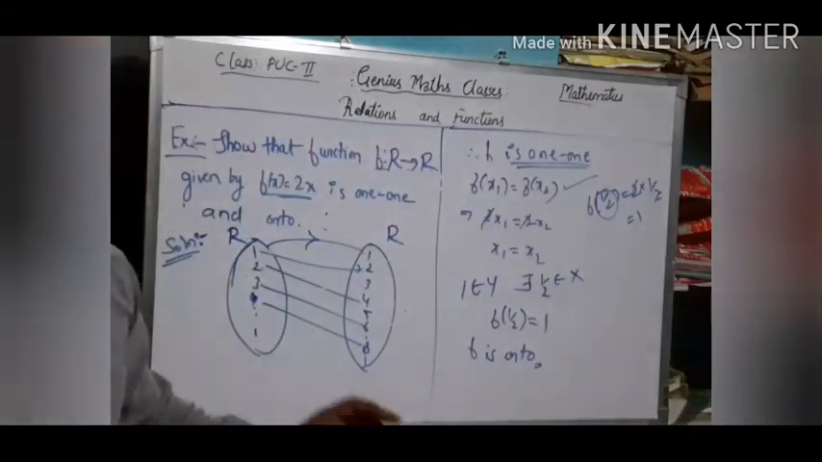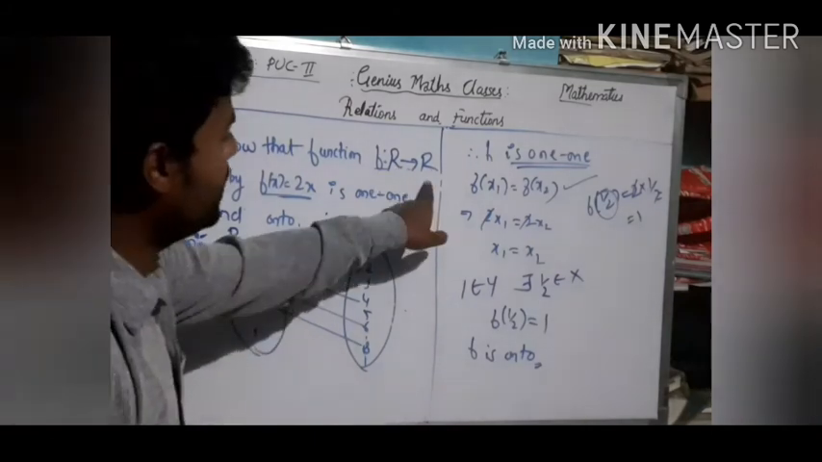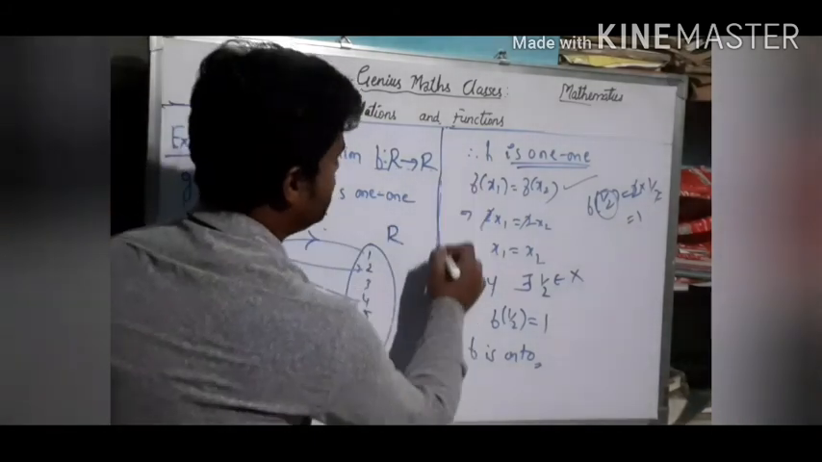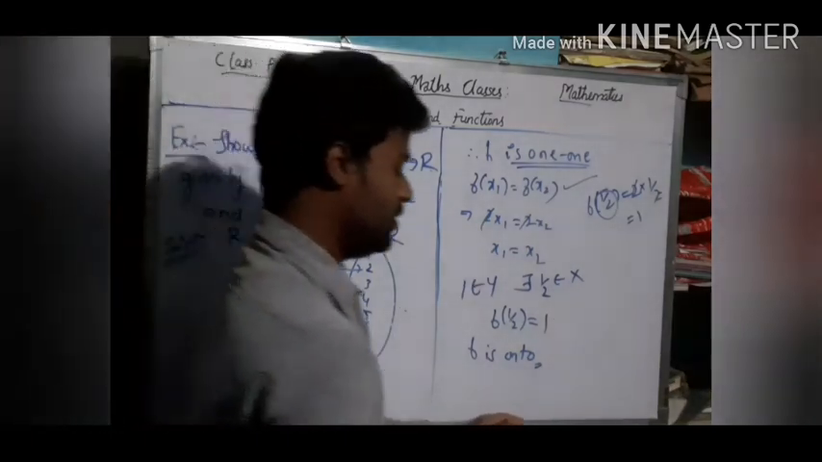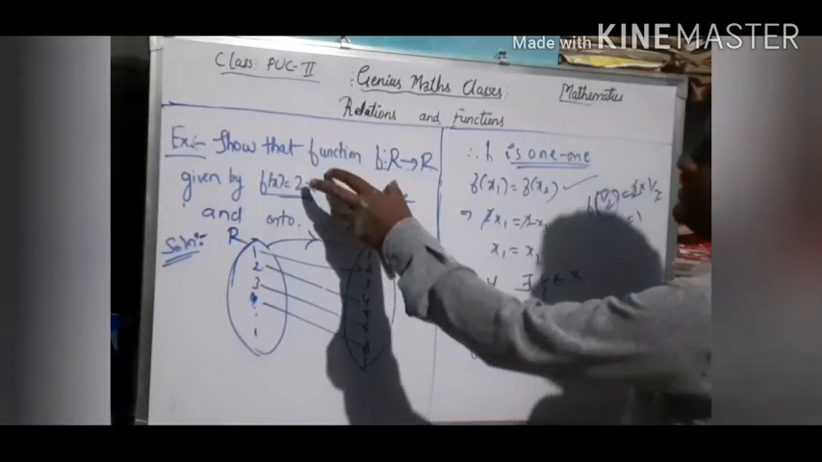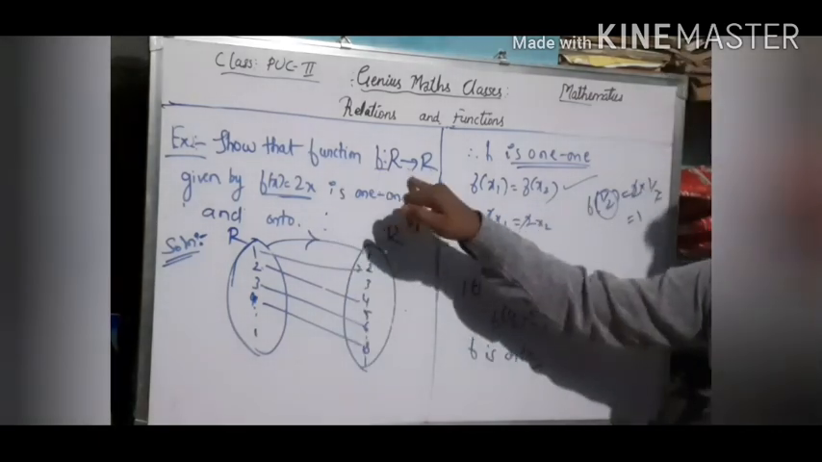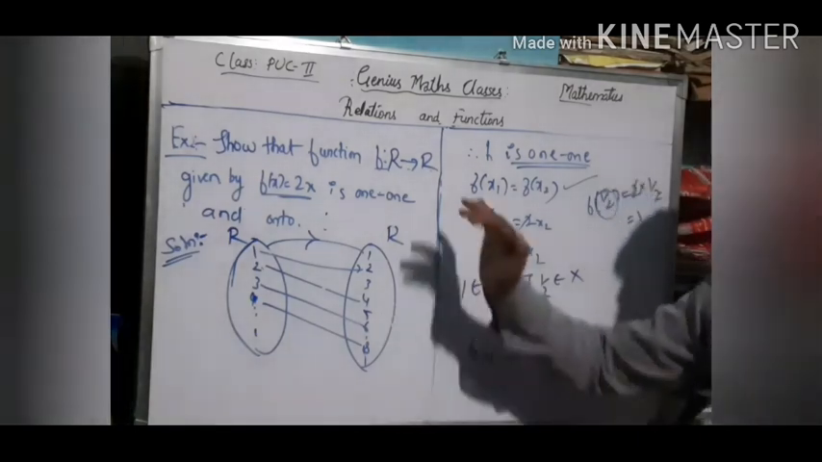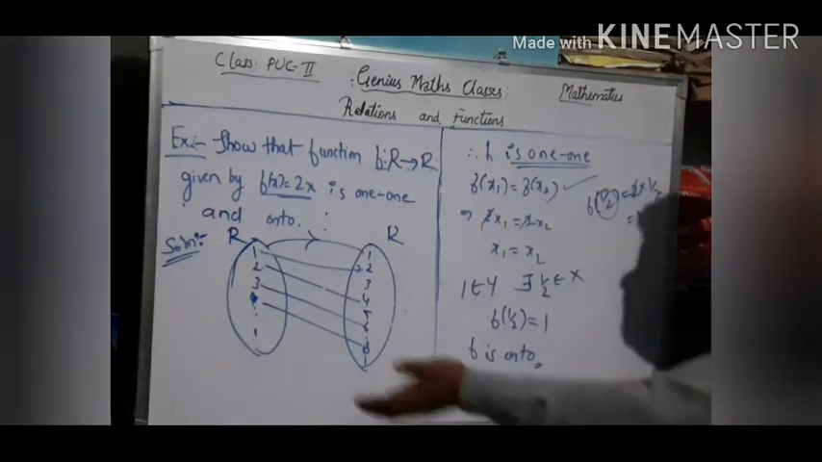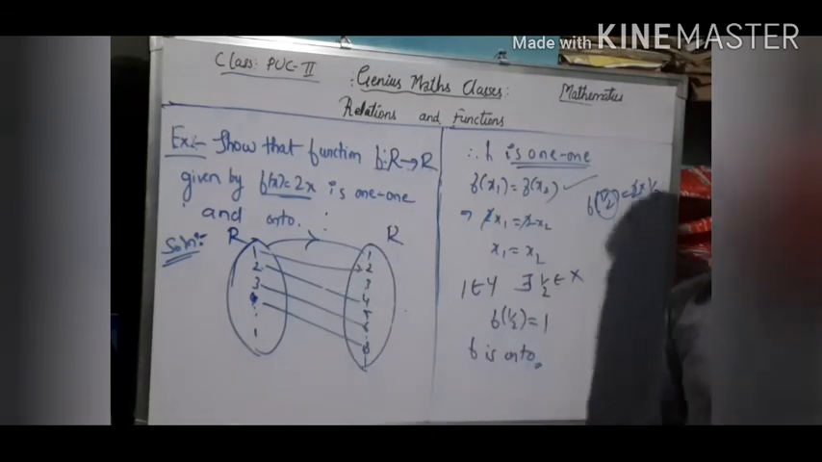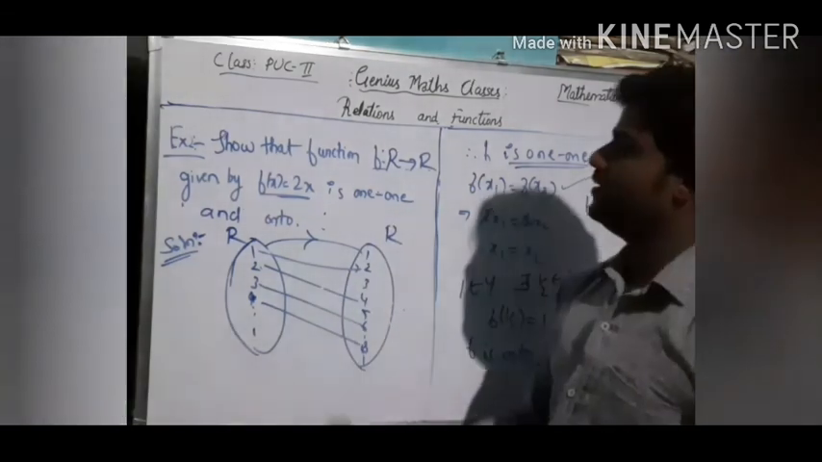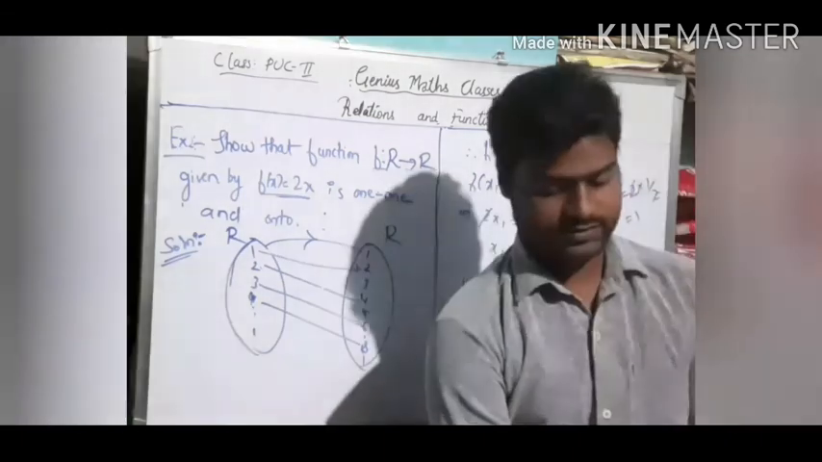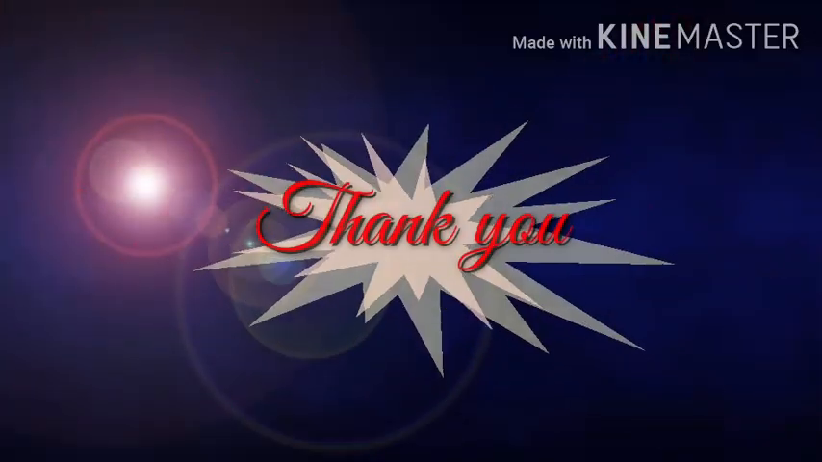Therefore f is an onto function. So this is the difference when defining from domain to codomain. This is the beauty of the function: the function's behavior is dependent on mapping. So this is all about the examples of function types. In the next class, I will discuss the composition of functions and the inverse of a function. Thank you.